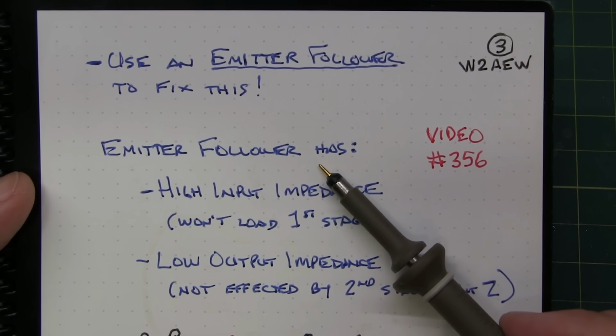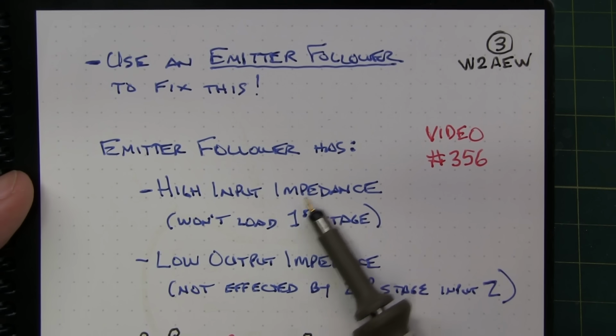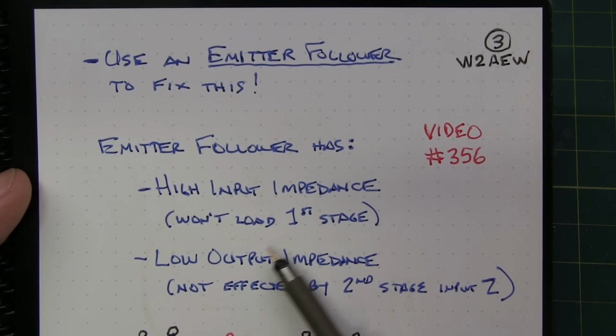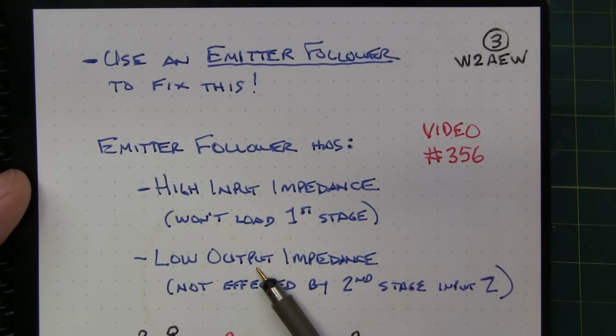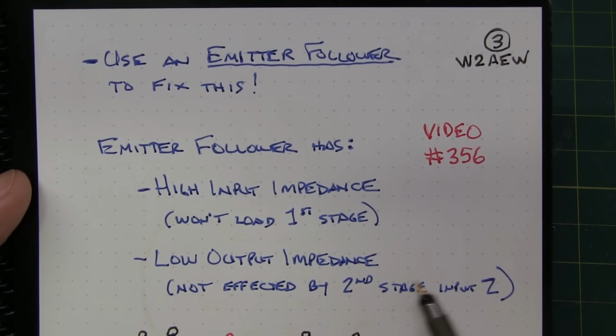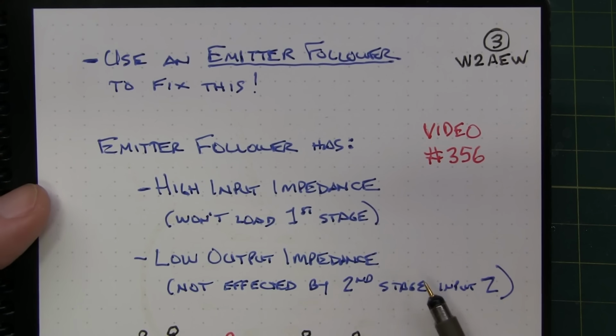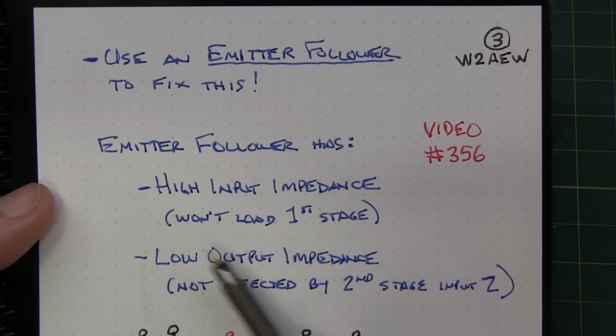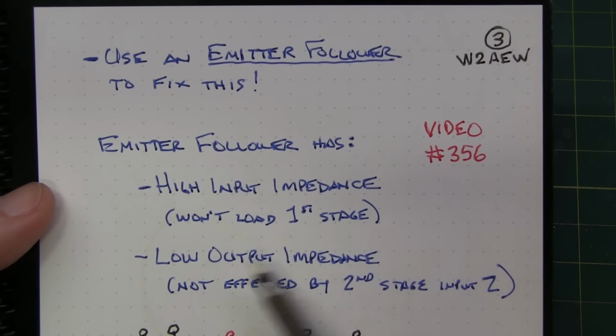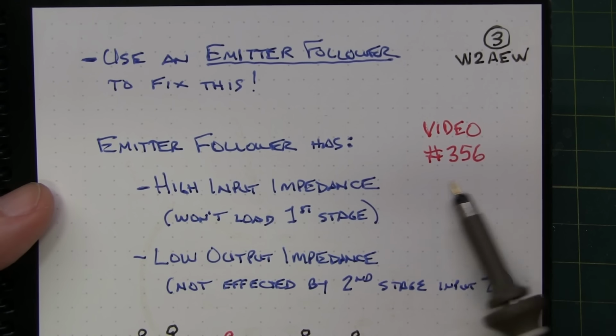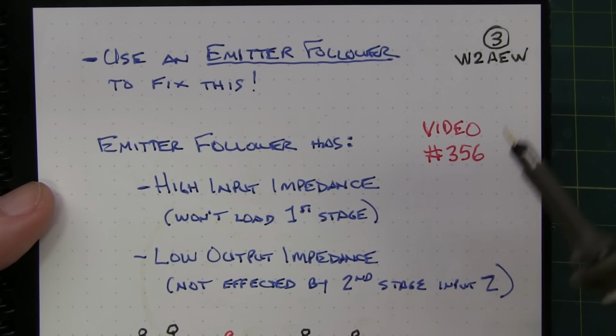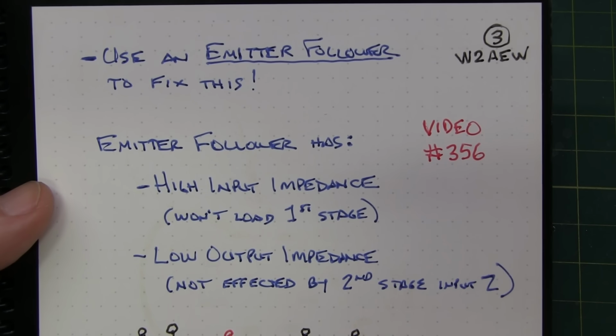An emitter follower has got a high input impedance, so it won't load the first stage, and has a low output impedance, so its output is not going to be affected by the input impedance of the second stage. I did a video not that long ago on the emitter follower and talked all about these properties, and you can view that in video number 356, which I'll link down below.